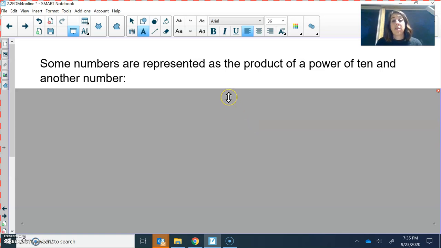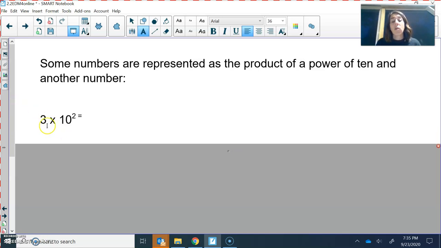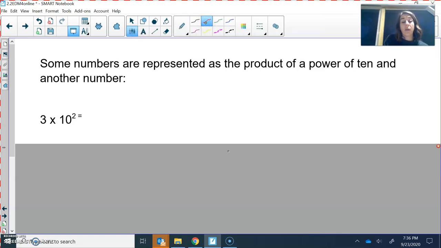Let's continue to look at this, because some numbers are actually represented as the product of a power of 10 and another number. What does Mrs. Bieber mean by that? Remember, product is the answer to a multiplication problem. So I have a number or a problem like 3 times 10 to the second power, or 10 squared. This means I can write this in several different ways. I could write it as 3 times, and then I can write out 10 to the second power, or 10 squared, by doing this, 3 times 10 times 10.